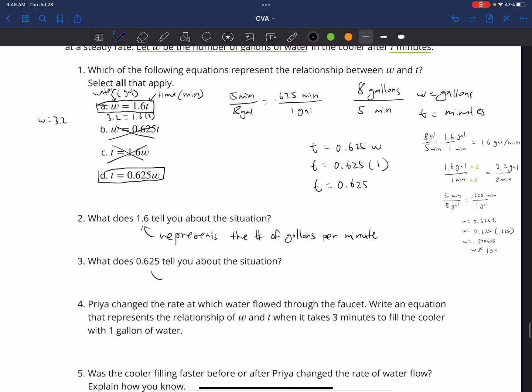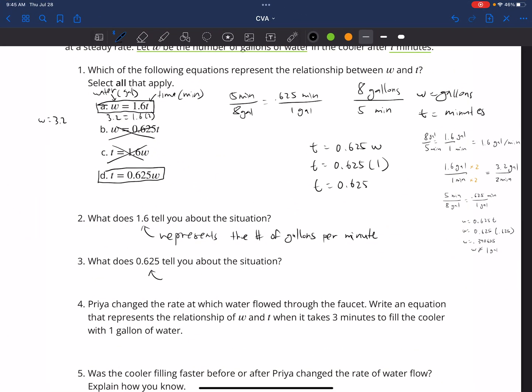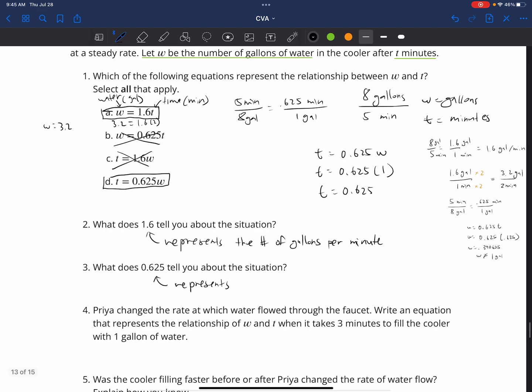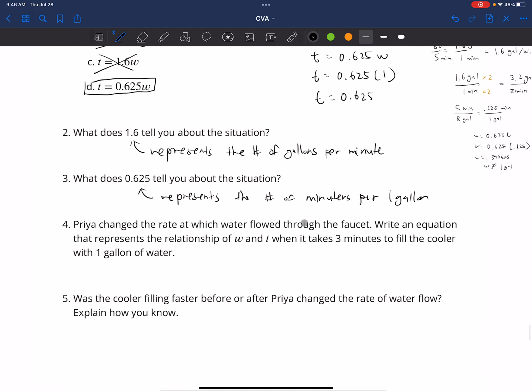Okay, 6.25. That's crazy. 6.25 represents the number of minutes per 1 gallon, right? They're reciprocals of one another. So Priya changed the rate at which the water flowed through the faucet.